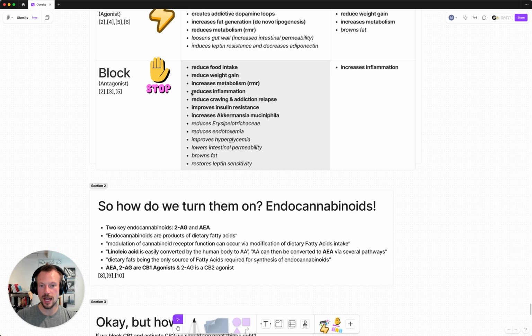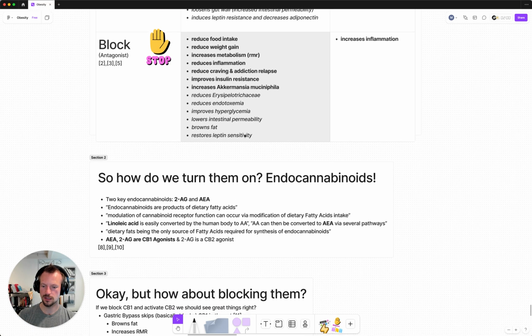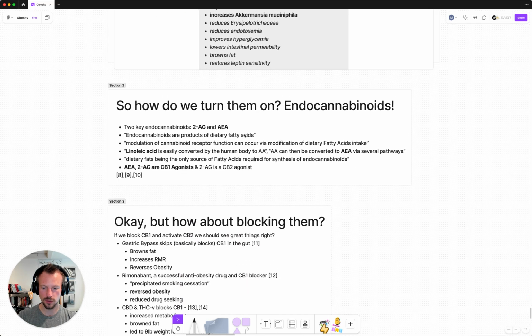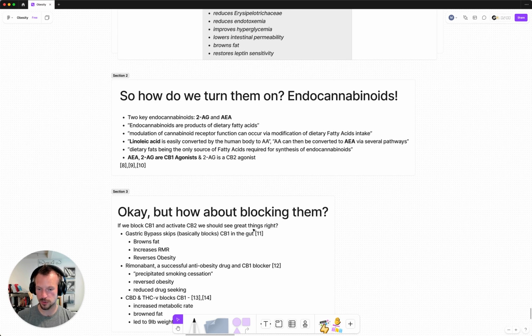Okay, so that's turning them on. How do we block them? What do we know about blocking them? In theory, if turning them on does this, and we know that if we can block them, these things happen, like they are the inverse of each other, we should see some clinical evidence of that, and we do. So if we block CB1 and we activate CB2, we should see great things. We do see great things.